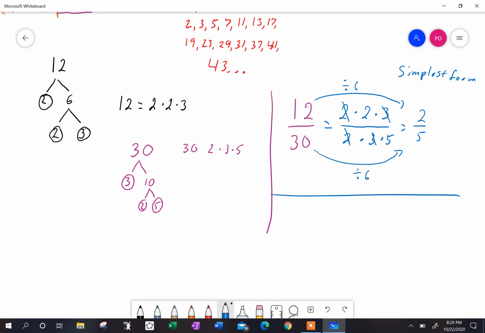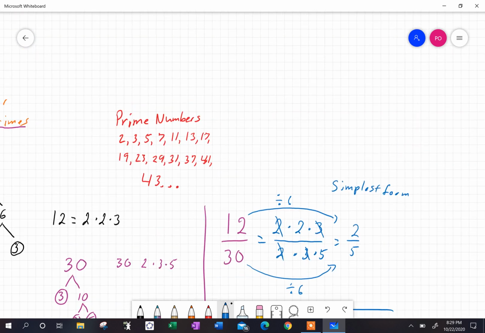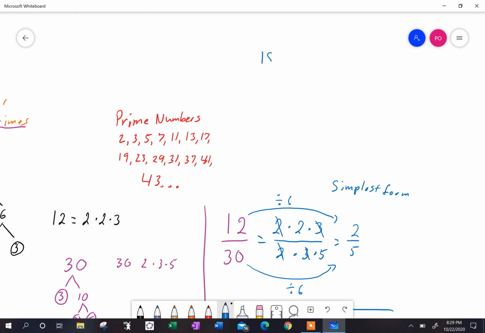So I'm going to do one more example for you. Maybe I'll keep my primes on my screen. Let's say I had 18, and I said, all right, well, I know that 18 is 2 times 9. I know that 2 is prime because it's right here. And I know that 9 is really 3 times 3. So 18 is 2 times 3 times 3.